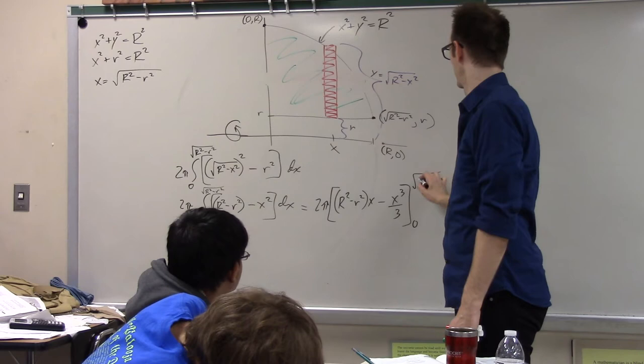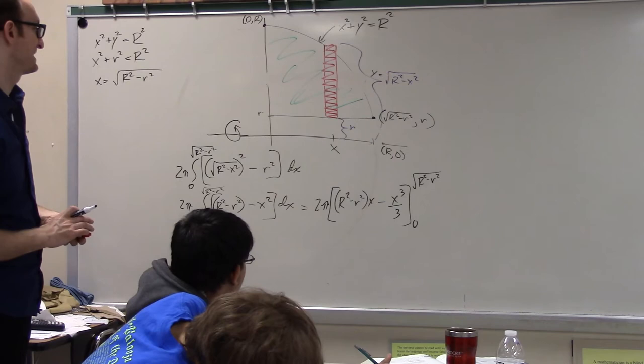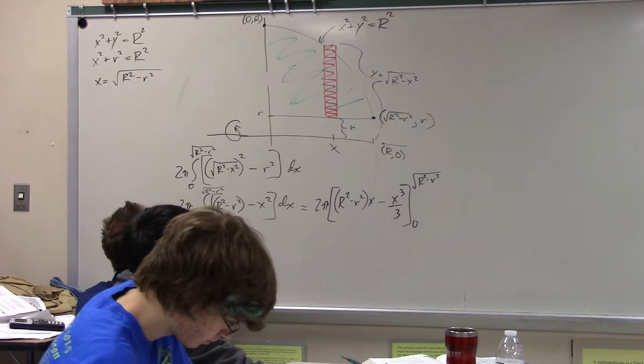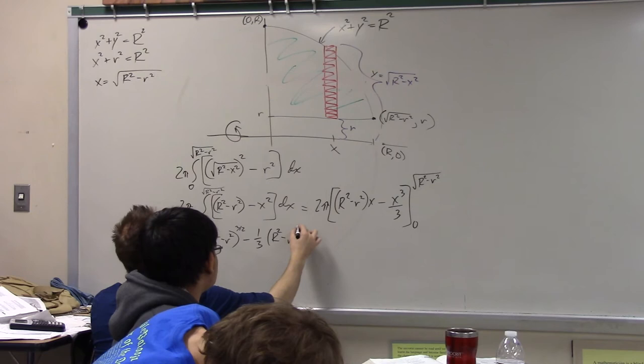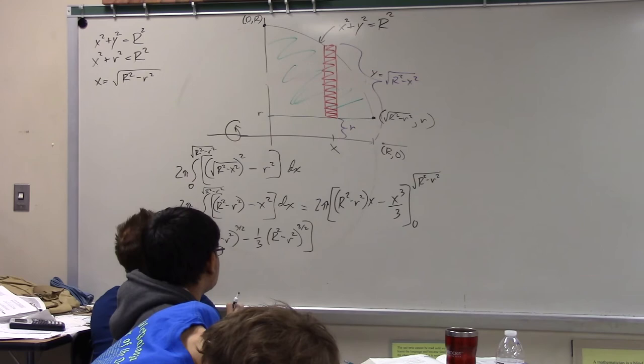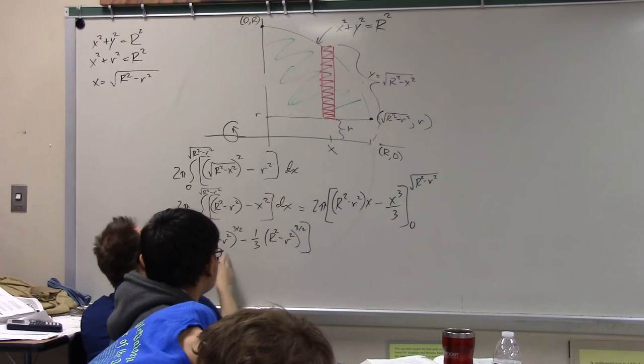But when I put that in, I think I end up with like terms, right? So this is like 2 pi, that becomes big R squared minus little r squared to the 3 halves minus a third big R squared minus little r squared to the 3 halves. Is the 0 relevant? No, it's not. So my final answer is 2 pi times 2 thirds big R squared minus little r squared to the 3 halves.